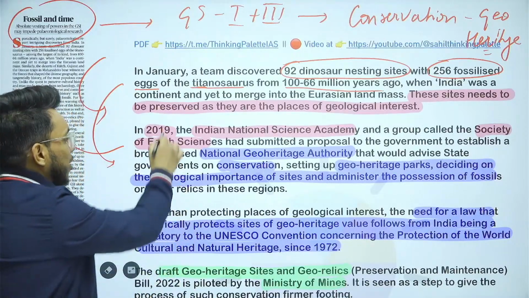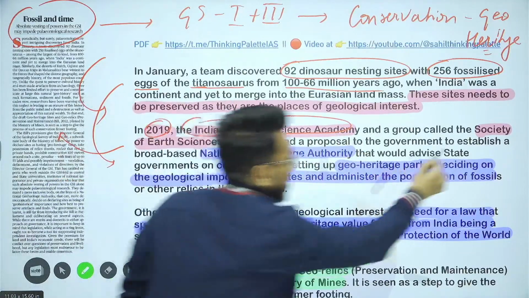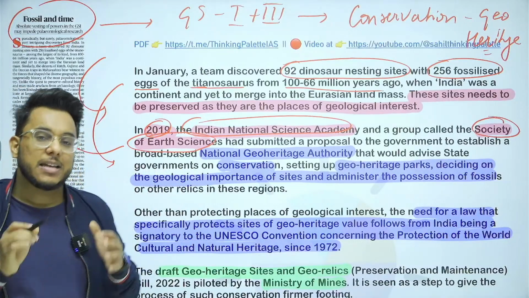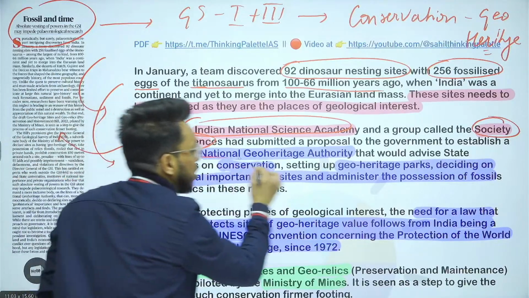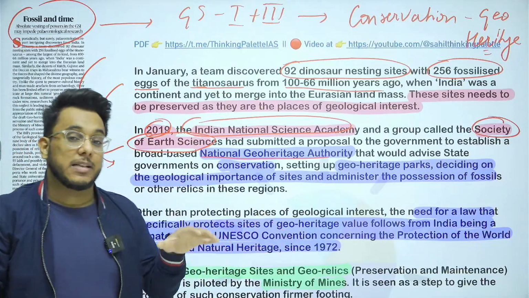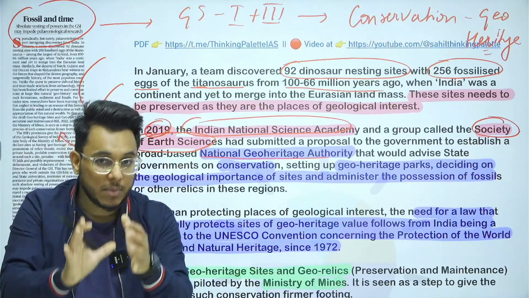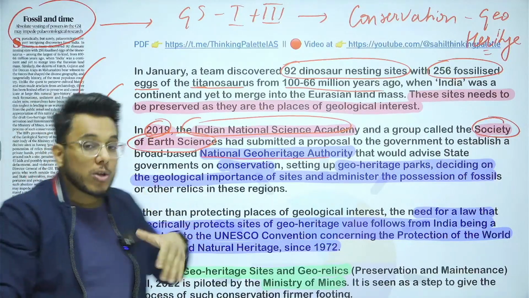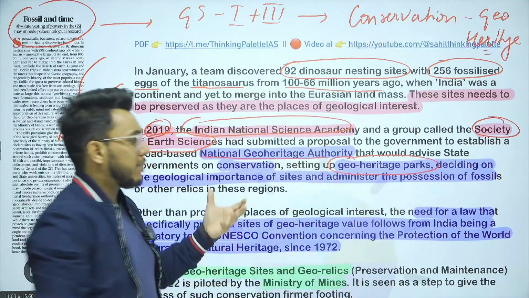For example, in 2019, the Indian National Science Academy as well as the Society of the Earth Sciences said that India needs to create a separate authority, which will be called the National Geo Heritage Authority. This authority will advise the state governments and other bodies on how these geo heritage sites can be conserved and protected. It will also advise on setting up geo heritage parks.